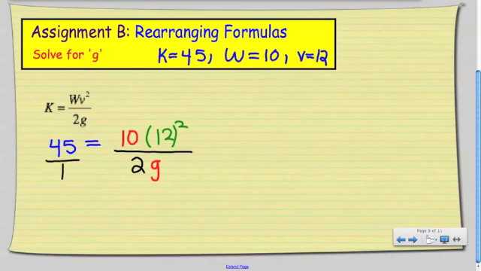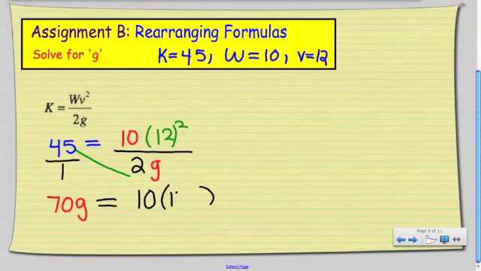So the first thing that I would do, because this is set up as a fraction, is turn the left-hand side, the whole number, into a fraction by putting it over a denominator of 1. So we have a fraction and a fraction separated by an equal sign. First thing I'm going to do is cross multiply. So if we have 45 times 2G, that gives me 70G. And the right-hand numerator, 10 times 12 squared, we're just multiplying it by 1. So it simply stays as 10 times 12 squared, and 12 squared I know is 144.